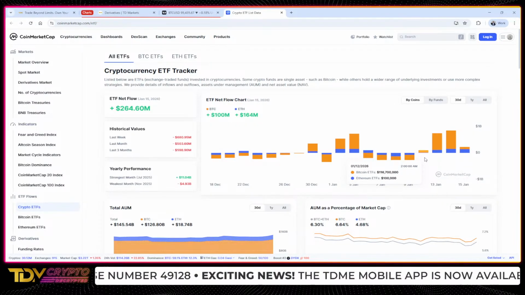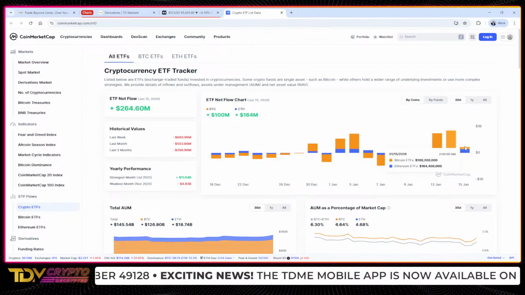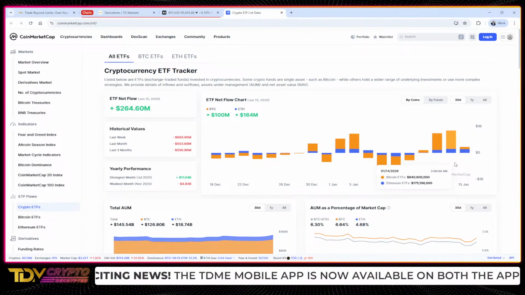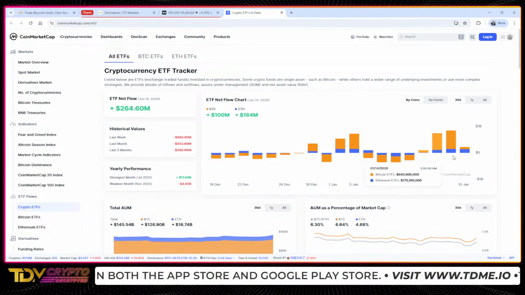This week alone, there have been inflows. In fact, since the start of this year, there have just been ETH and BTC inflows. What does that do? It appreciates the price of that underlying asset, BTC or ETH. So this is what we're seeing right now.